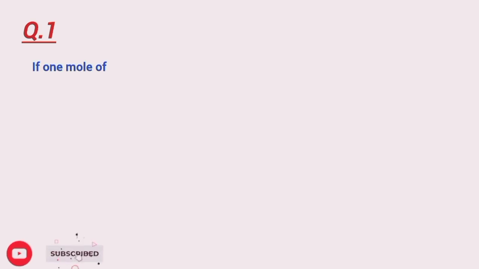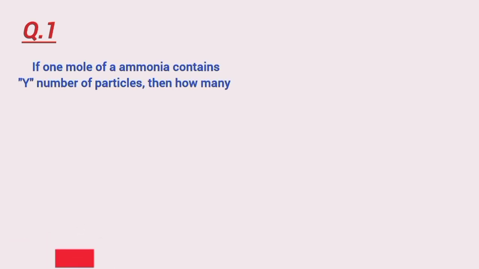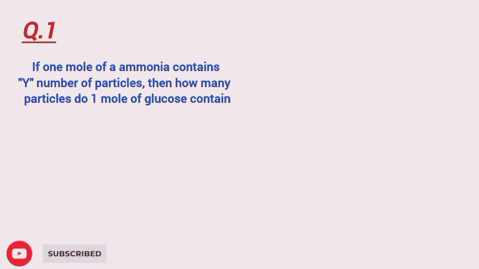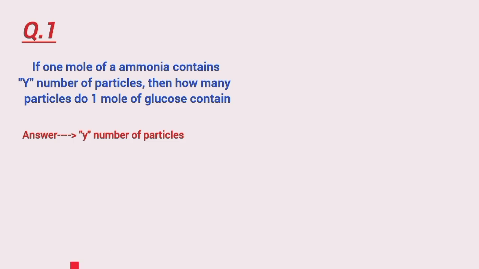Now, let's look at this question. It says, if 1 mole of ammonia contains Y number of particles, then how many particles does 1 mole of glucose contain? This is very easy. We know that 1 mole of any substance contains the same number of particles, which is 6.022 times 10 raised to 23. So if 1 mole of ammonia contains Y number of particles, then 1 mole of glucose would also contain Y number of particles, since 1 mole of every substance contains the same number of particles.